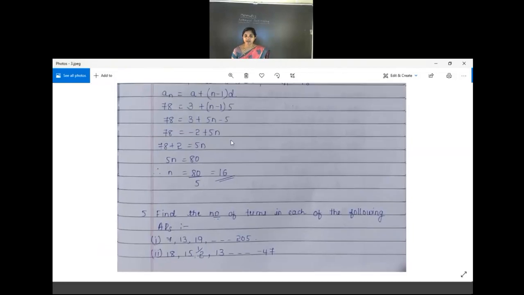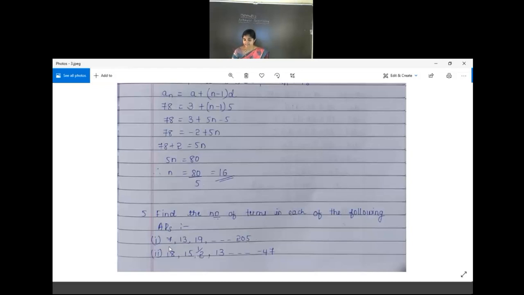Fifth question. Find the number of terms in each of the following APs. We have to find out the number of terms here. The AP is already given, the first term is given, and the last term is given. For 7, 13, 19, and so on up to 205, how many terms will come in this AP? That we have to find out here. So here also we have to use that same concept.